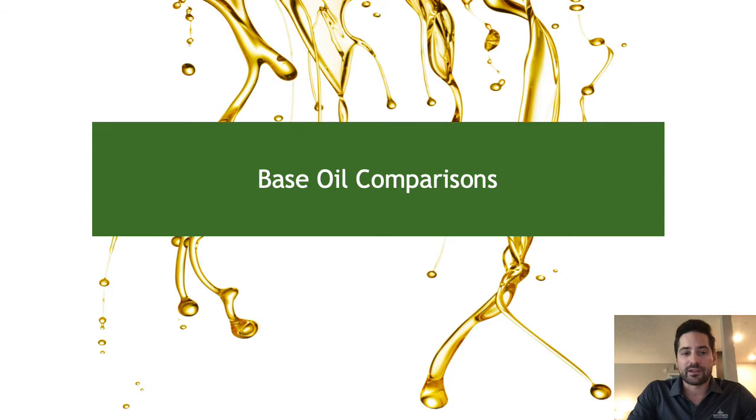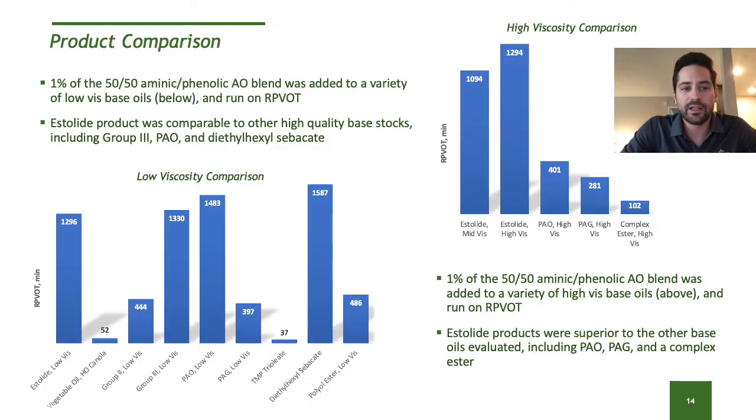Base oil comparisons. So next, we took a look at different base oils treated with this 1% antioxidant. So again, we're using the 50-50 blend of aminic phenolic. We're treating these base oils with 1% of that additive blend, and we're comparing estolides to a number of other base stocks. The chart in the bottom left-hand corner is low viscosity. The one in the top right-hand corner is high viscosity.